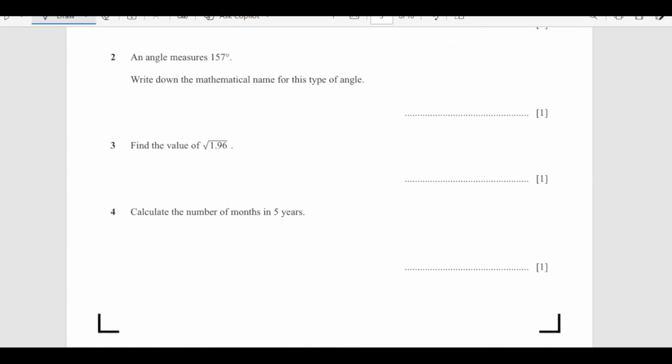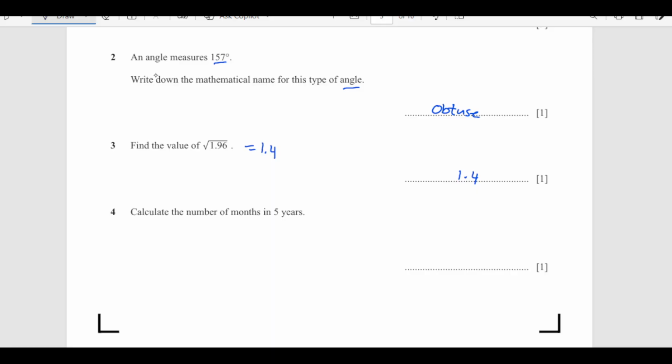Now number 2, an angle measures 157. Write down the mathematical name of this angle. As you can see, this is an obtuse angle. An angle above 90 and less than 180 is an obtuse angle. And then we have 1.96. You can see this is the calculator paper, so you can easily calculate it from the calculator. So this is 1.4.